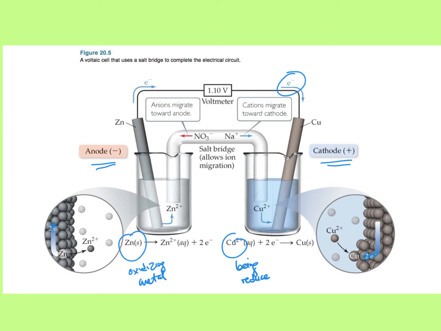Okay, so there's this whole big process happening with things flowing from left to right through the wire and right to left through the solution so that no net charge builds up anywhere, and a nice picture of the particle level view of this.